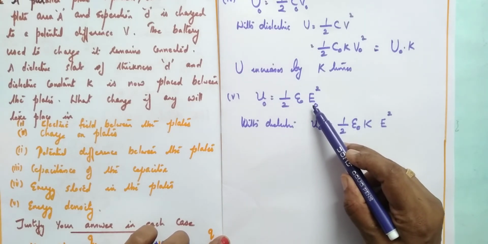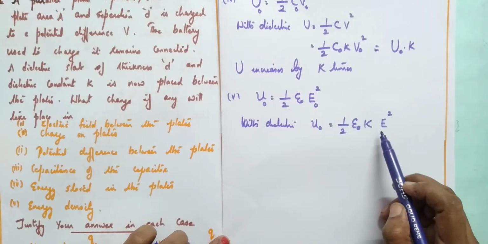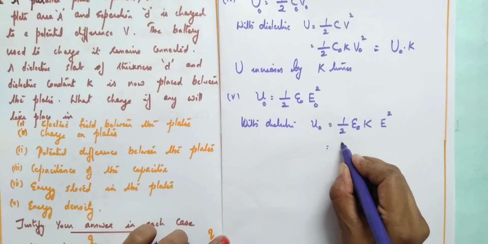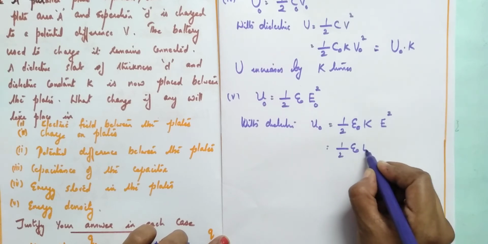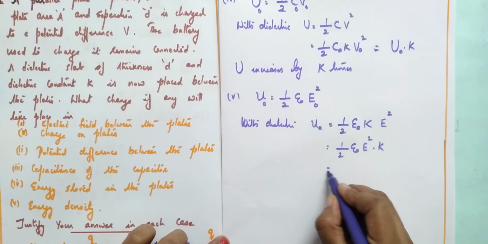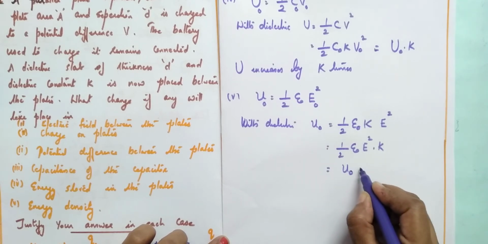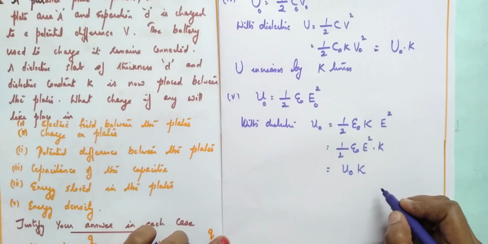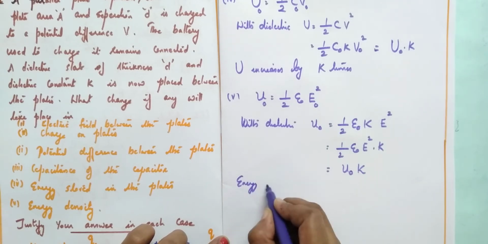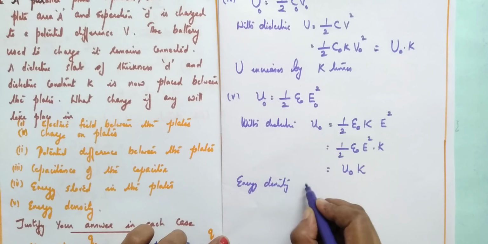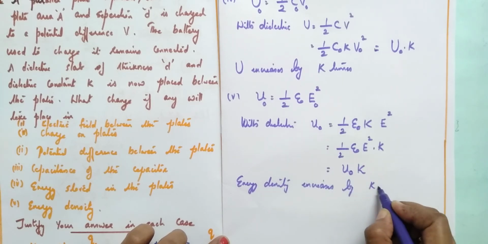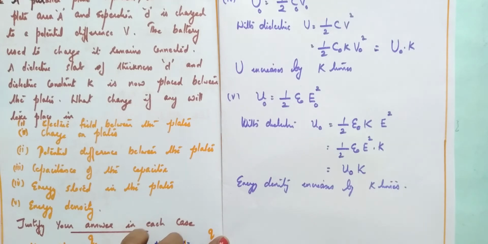When a dielectric slab is introduced, is there any change in electric field? No, electric field remains constant. Already we have discussed. So it is equal to half epsilon 0 E square into K. That means energy density becomes initial value into how many times? K times. Right. So energy density increases by how many times? K times. That is the answer.